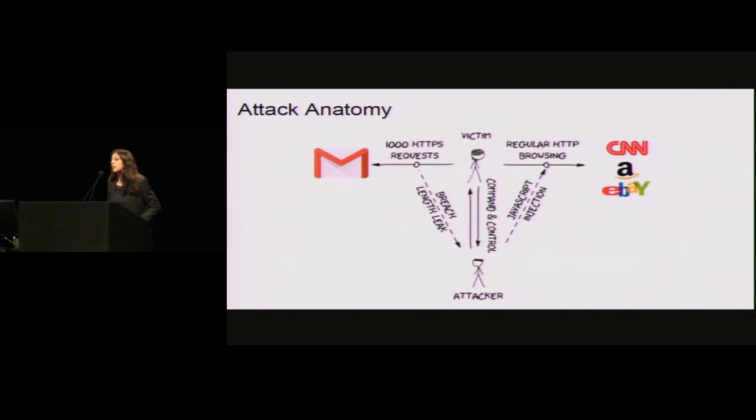Because of the same origin policy, and because the JavaScript code runs, let's say, in the CNN context, the attacker cannot read the data, but he can see it passing encrypted through the network. And he can measure things.